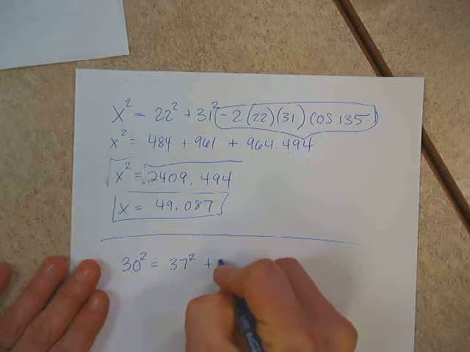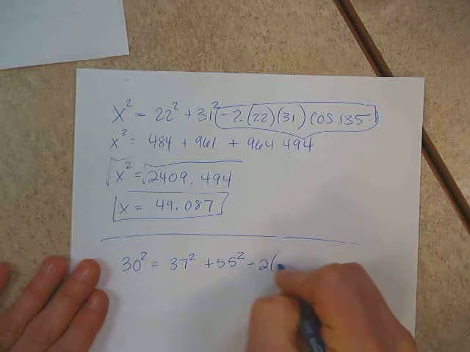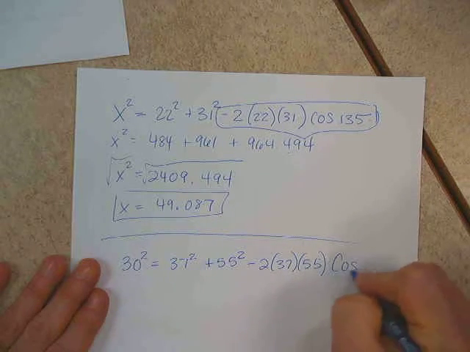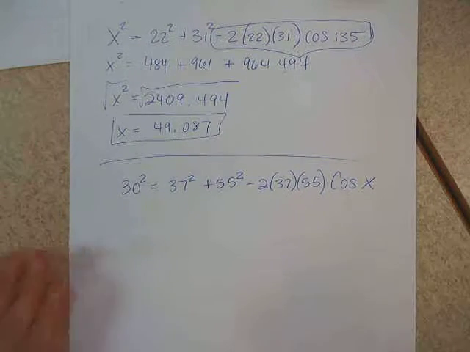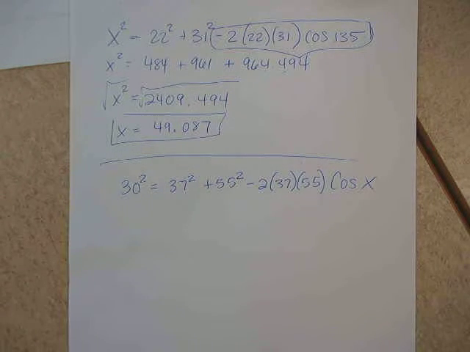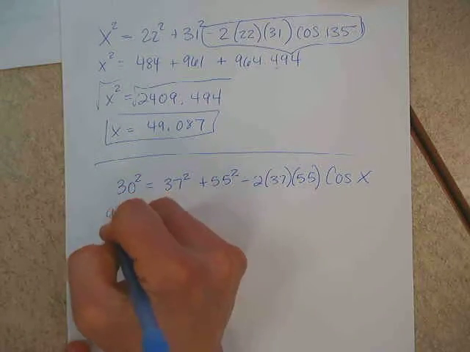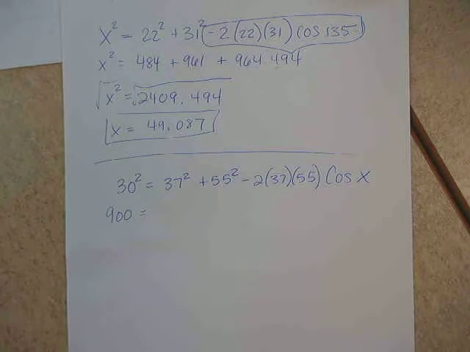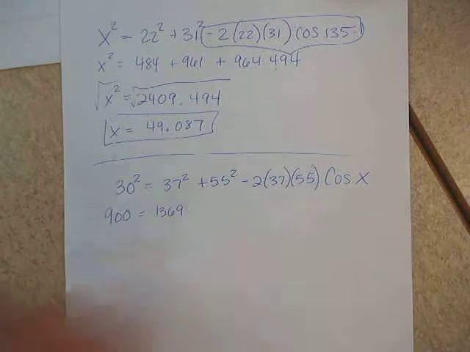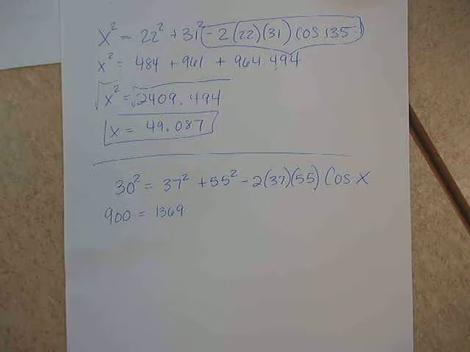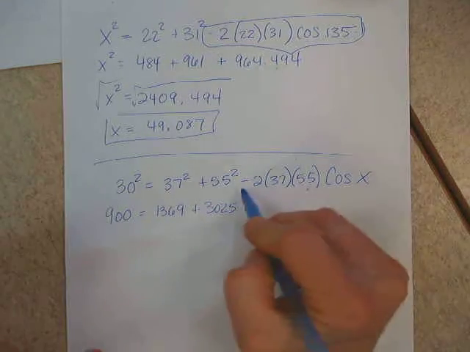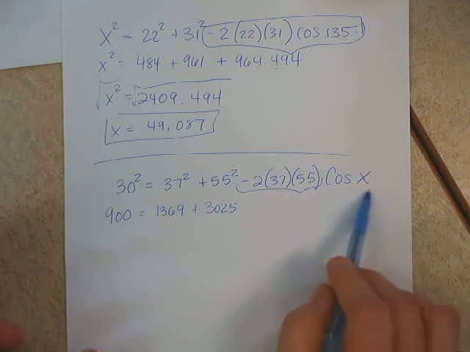This one gets a little messy. People make some big mistakes on this one. All right, this one you want to be very particular with your steps. So we're going to do 30 squared, which is 900. 37 squared is 1369. 55 squared is 3025.